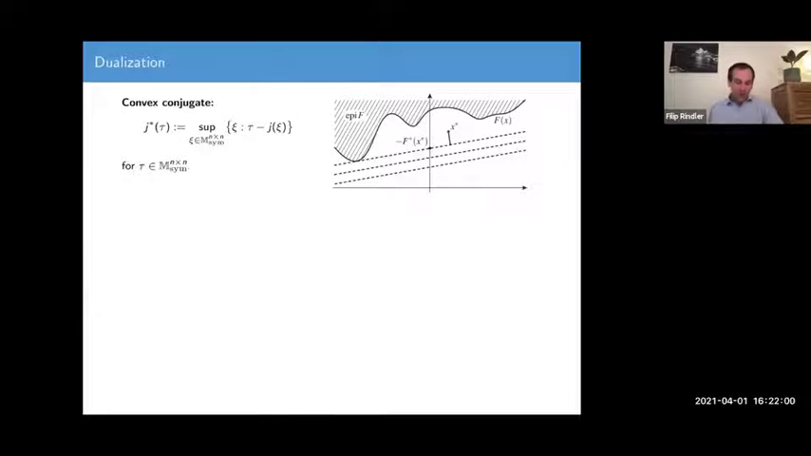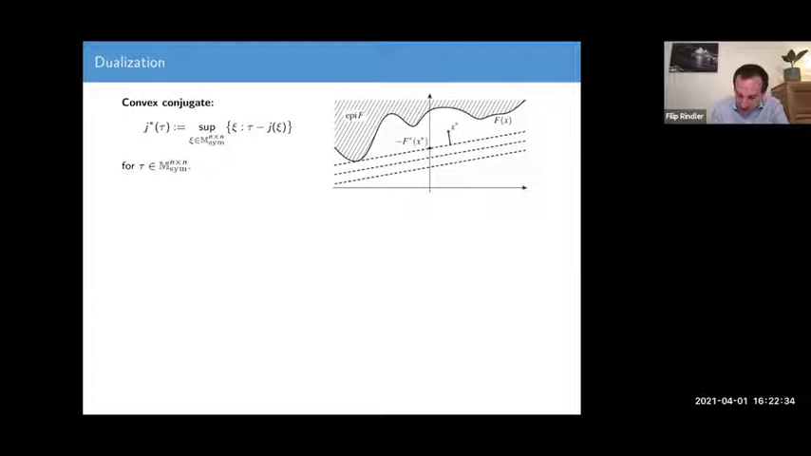So let me briefly recall that if you have a function j of xi, you can define its convex conjugate. And that's the supremum over xi of xi colon tau. So this is the Frobenius product of these symmetric matrices, minus j, and then you optimize over xi. And geometrically, you can think of this as being the intersection of the highest supporting hyperplane of the graph with the y-axis, and then flipping the sign.